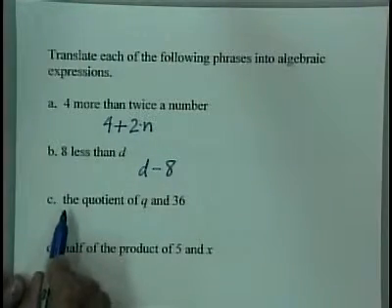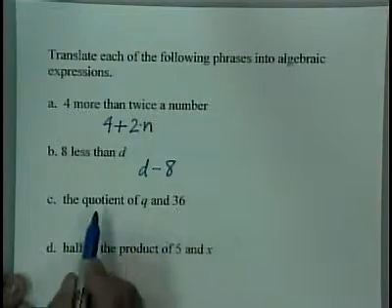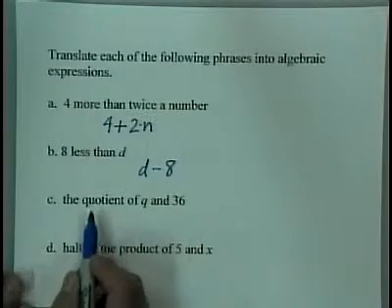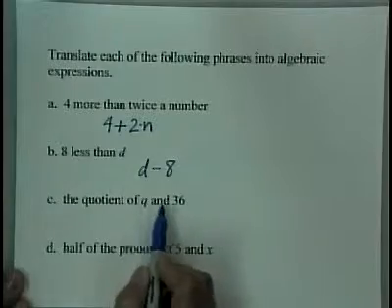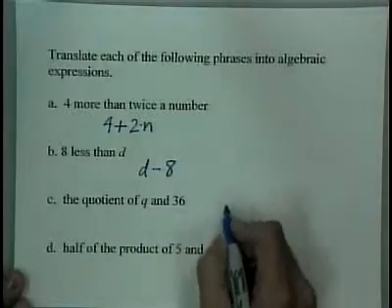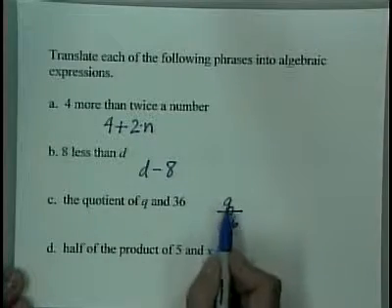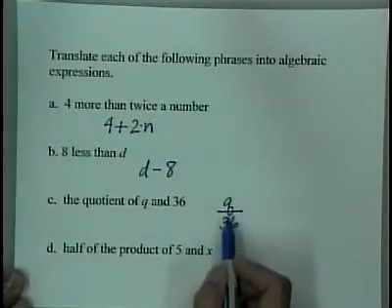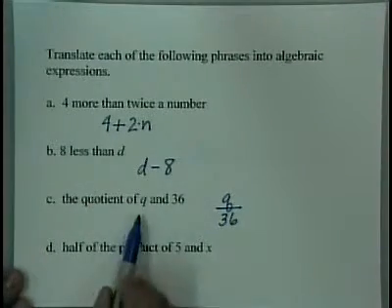Our next phrase says the quotient of Q and 36. Quotient means to divide in algebra, and so I'm asking for a division of Q and 36. The way that those are presented, 36 is the divisor, Q is the numerator if we write the division as a fraction. Order matters in division.